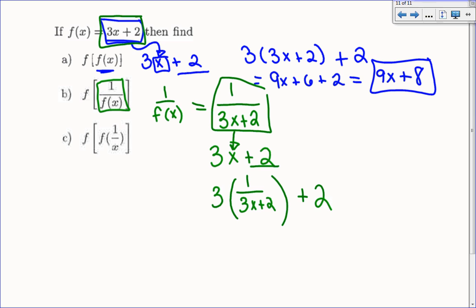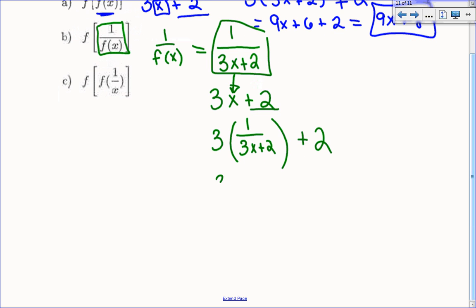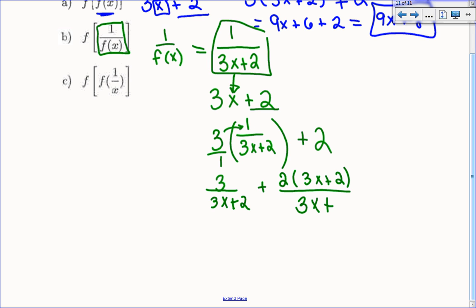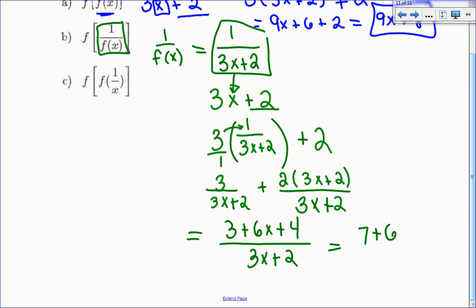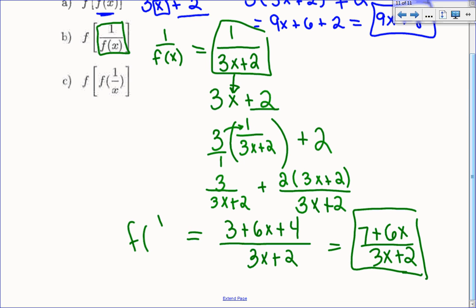And we can simplify that. We can get a common denominator. We'll have 3 over 1, which when we multiply straight across, we'll get 3 over 3x plus 2. And then the plus 2 will need a common denominator. So 3x plus 2 over 3x plus 2. So that is f of 1 over f.